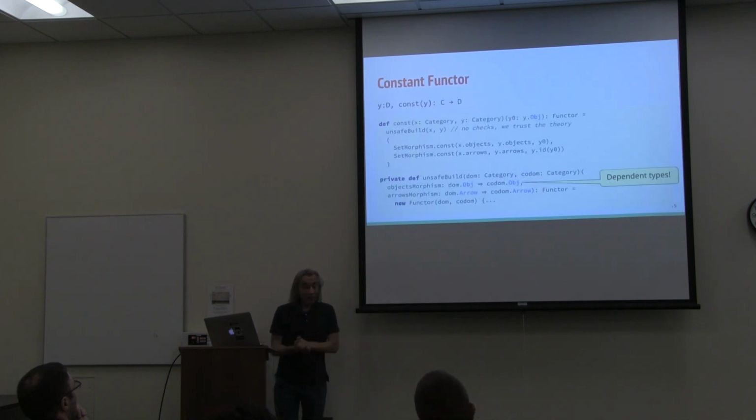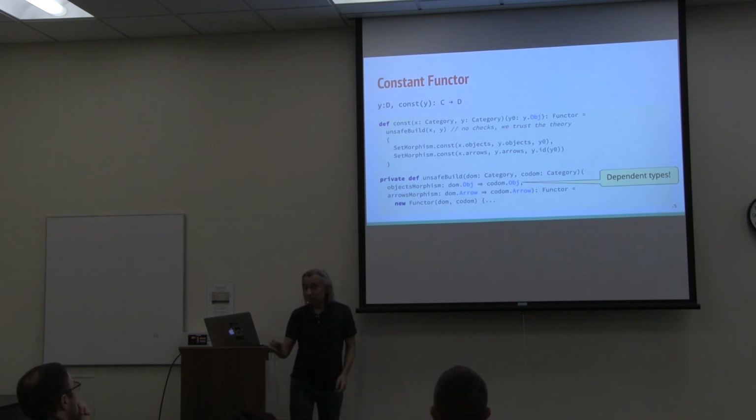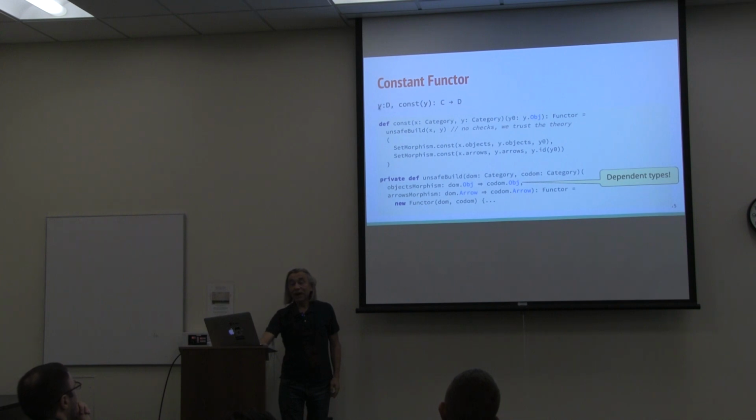So a specific kind of functor is a constant functor. Given a category C and a category D and an object Y in category D, we produce a functor. That functor takes any object from C and gives us that Y.